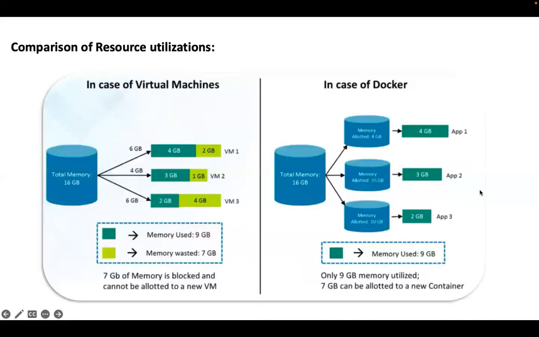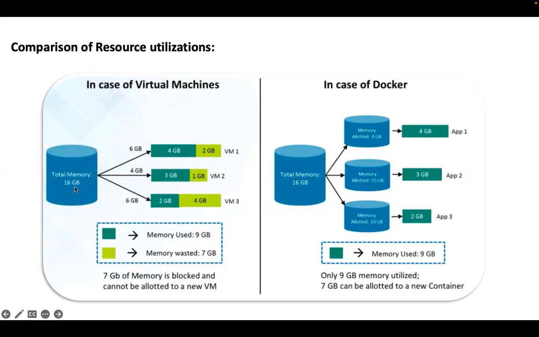Okay, so if you see here, the comparison of the resource utilizations, I was talking about how it is helping in case of resource utilizations, right? So if you see this particular diagram here, in case of virtual machines, we have, suppose, a total memory of 16 GB, and we have created 3 virtual machines as per our previous diagram. And when we create virtual machines, at that time itself we have to allocate memory.